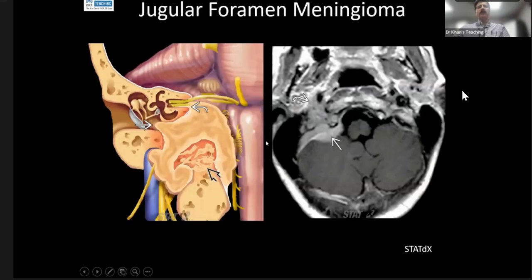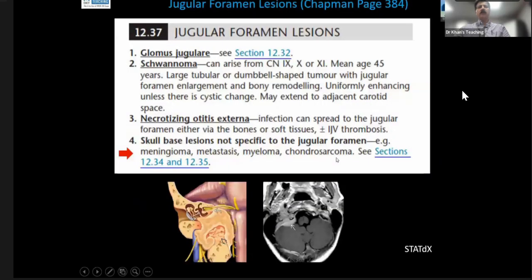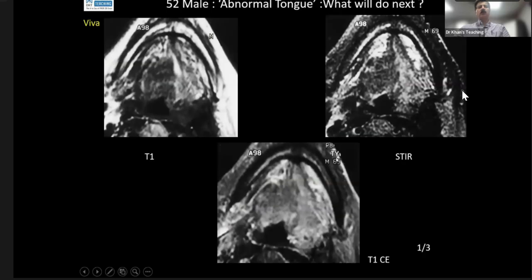Take-home point is that there are types of meningiomas which penetrate into the bone. And then they can cause hyperostosis. And I'll show you these cases subsequently. But it can happen in the jugular foramen also. Okay, this is a tongue. The clinical presentation is abnormal tongue. Over to you, candidate 4.